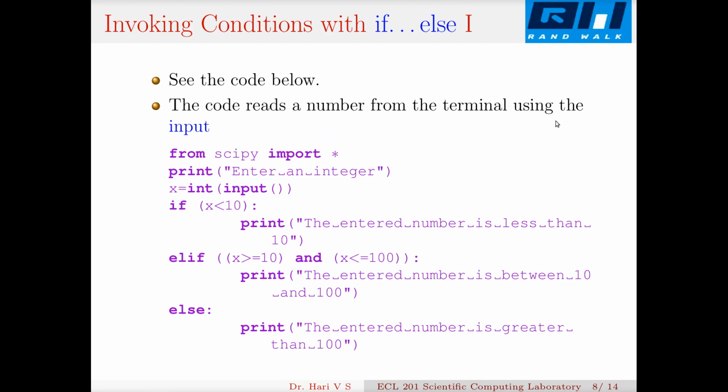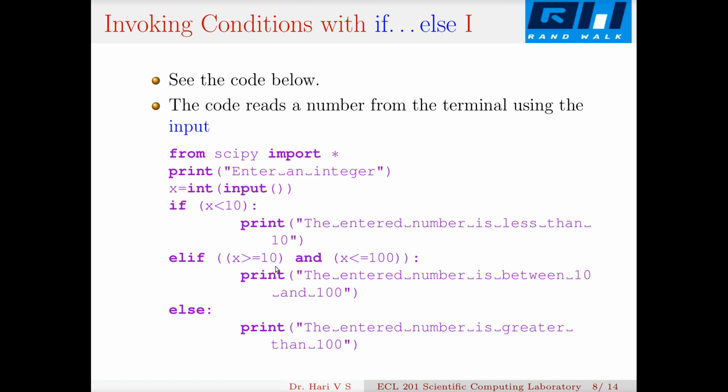Now you can invoke conditions with the if, elif, else statement. This code reads an integer from the terminal using the input function. From SciPy import star as usual, then print enter an integer. This will print a prompt at the terminal. Then x equal to int input. This will read the input value and convert it to an integer. Input is a raw reading that may be read as a string, so that is converted to an integer. So if x is less than 10, print the entered number is less than 10.